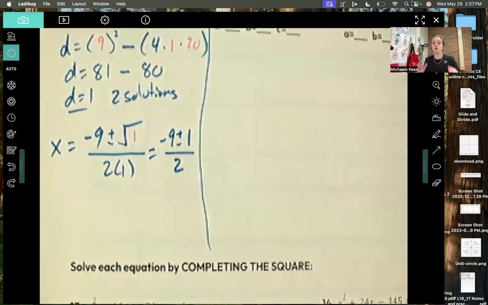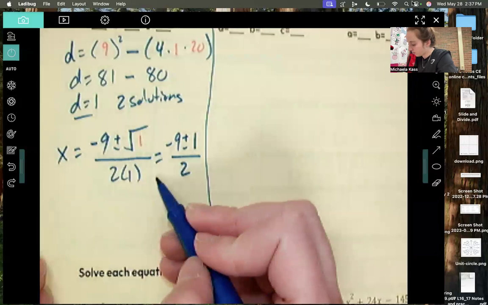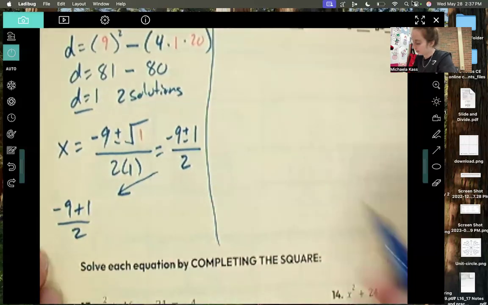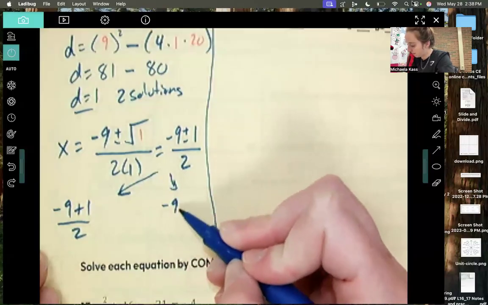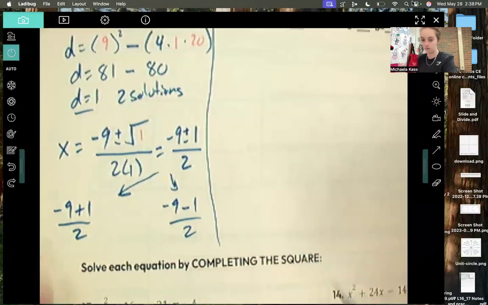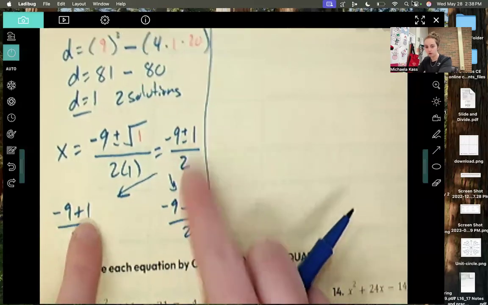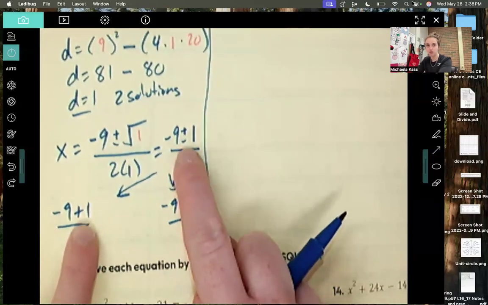Now, when you get to this moment, that plus or minus sign is indicating that you need to write 2 equations. You have to split it apart. One of them is going to be negative 9 plus 1, all divided by 2. And the other is going to be negative 9 minus 1, all over 2. The negative 9 will not change. The 1 will. Okay, because the plus or minus is on the 1.